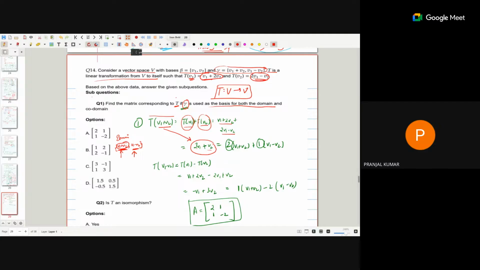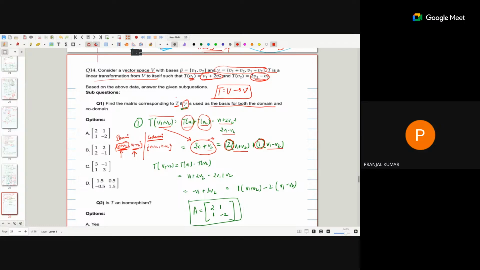Now what is the next step? We express the output vectors as a linear combination of the basis vectors of the codomain. With gamma, in the codomain also the basis vectors are V1 plus V2, comma V1 minus V2. Right? So that's what I have done. V1 plus V2, V1 minus V2. So I have found the coefficients.